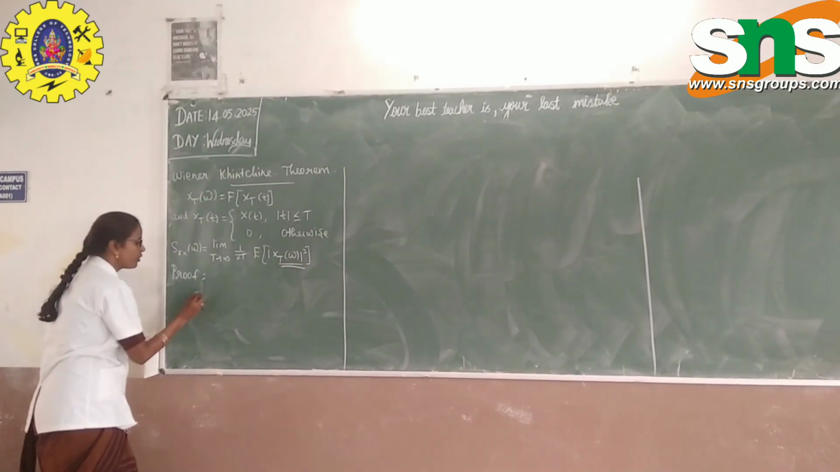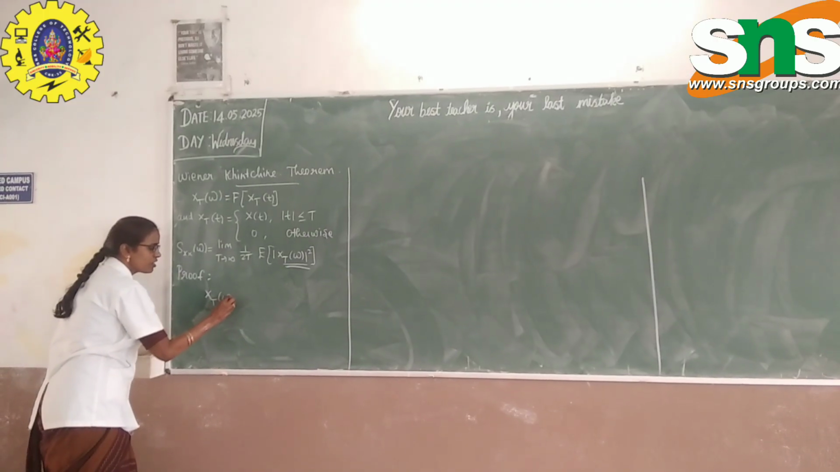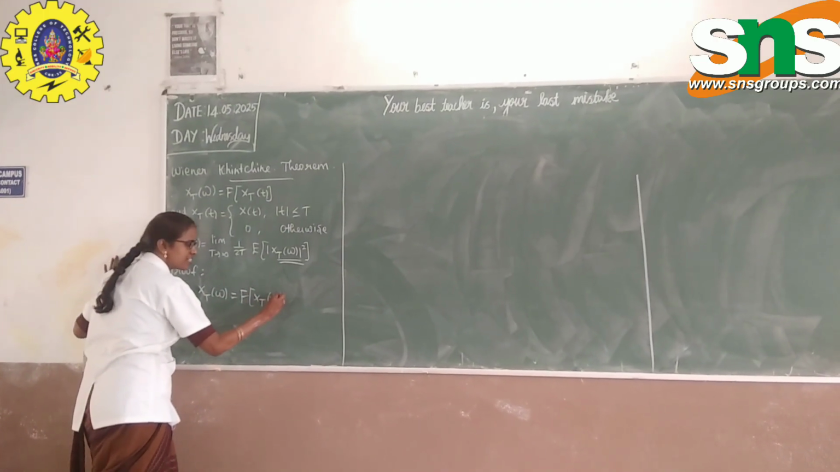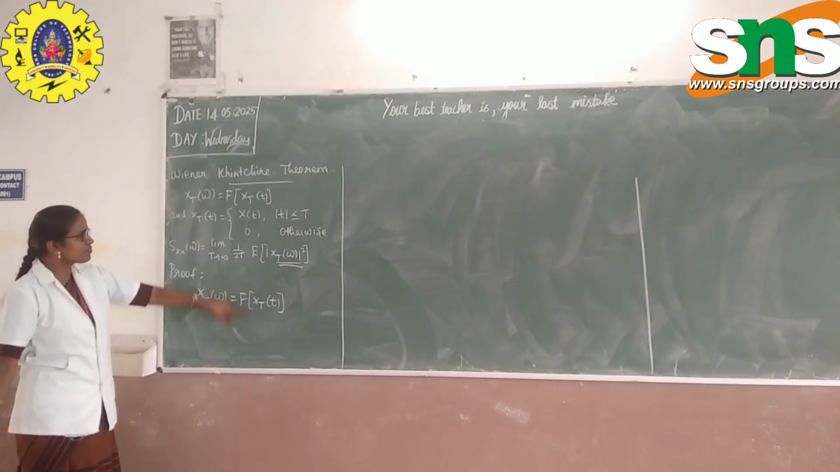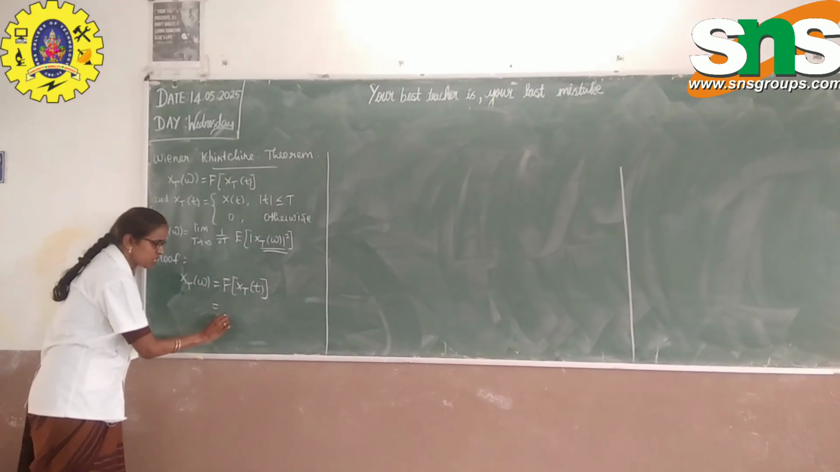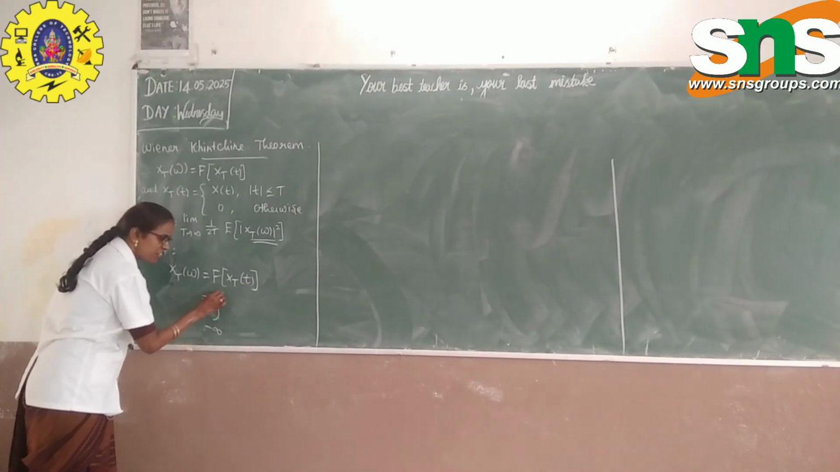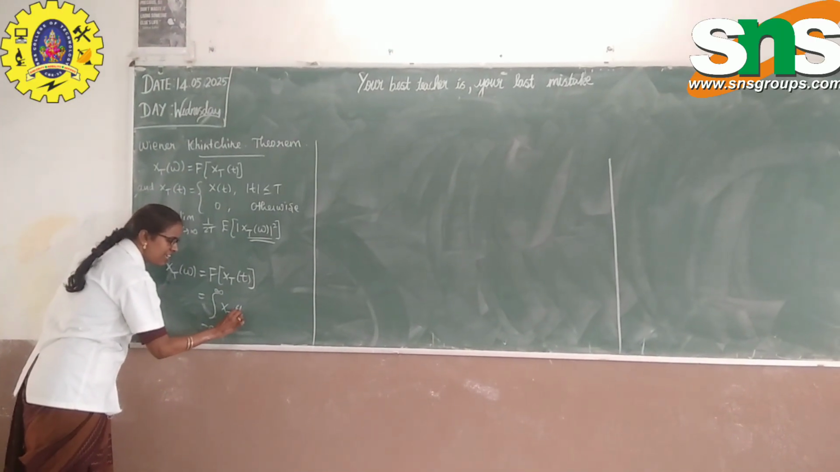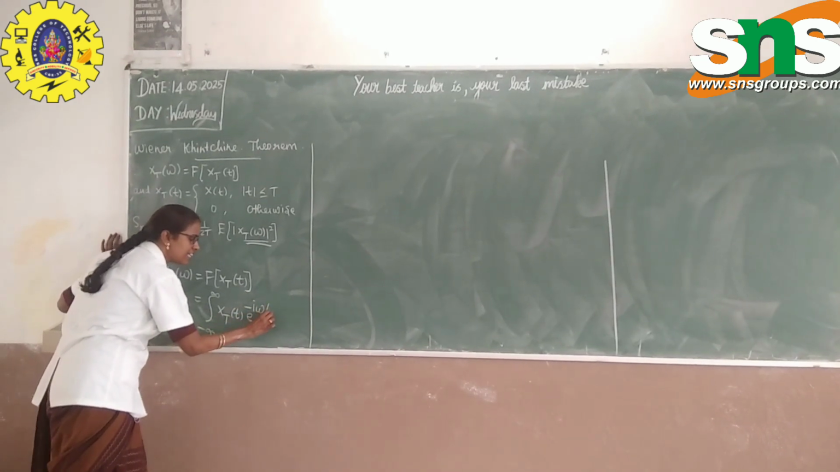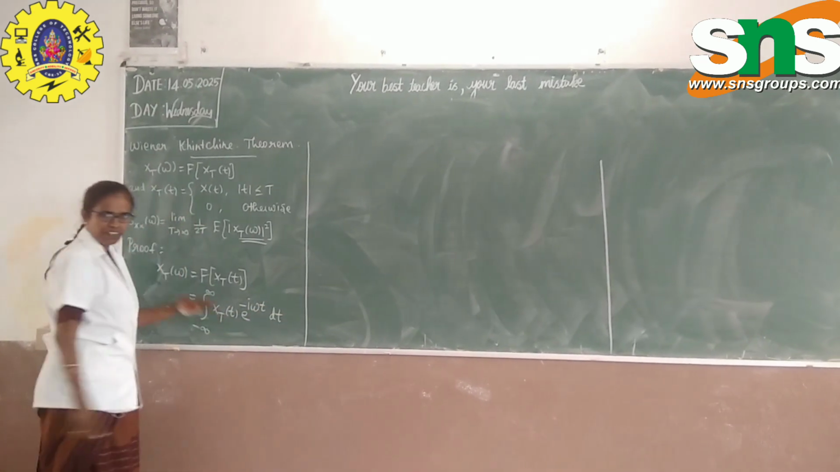X_T of omega, we are going to start with. What is X_T of omega? It is the Fourier transform of x_T of t. This is from the statement. Now we need to write the formula of the Fourier transform, which is the integral from minus infinity to infinity of x_T of t e power minus j omega t dt. This is the formula.